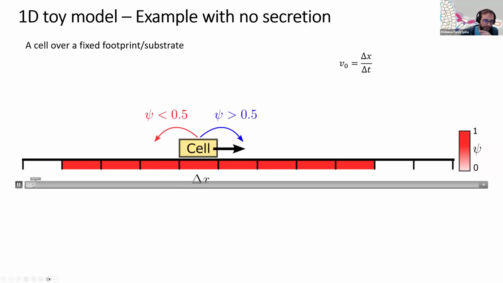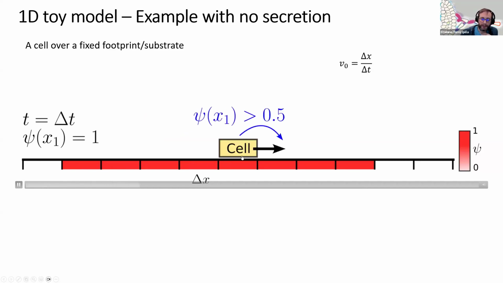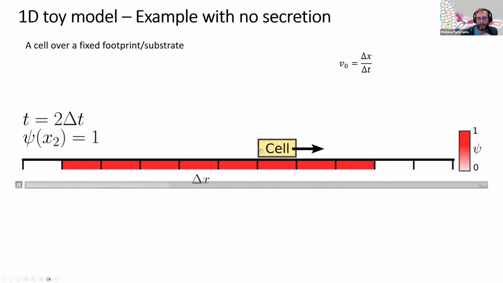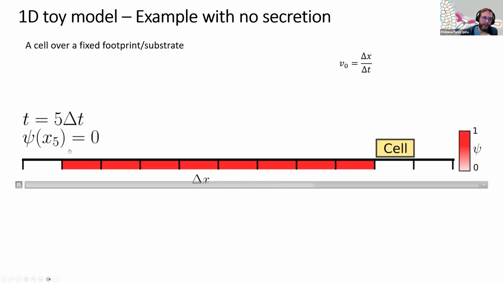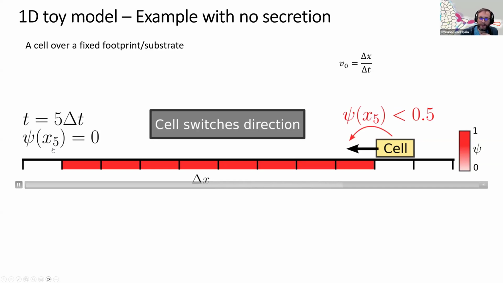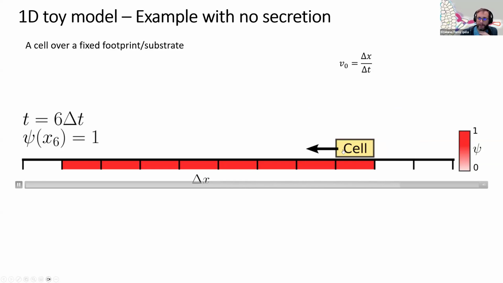Let me play from the beginning. At the beginning, this cell in this position is moving to the right. It asks the question, is the footprint larger than 0.5? The answer is yes, so the cell moves to the right. It asks the question again, the answer is the same, so it keeps moving to the right until we reach this static site over here where there is no footprint. When that happens, the cell changes direction, and it keeps asking the question until it reaches the other edge, and again it turns around. So this cell switches direction every time it hits the boundary of the footprint.